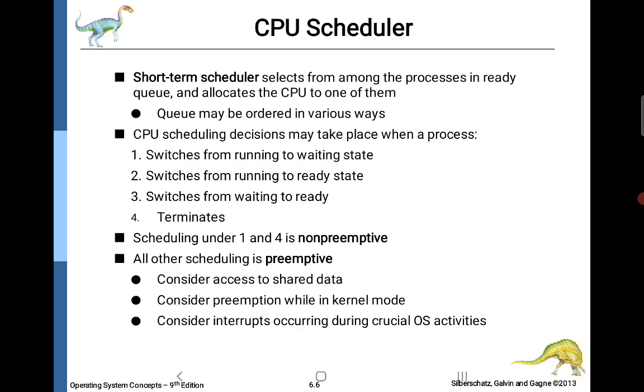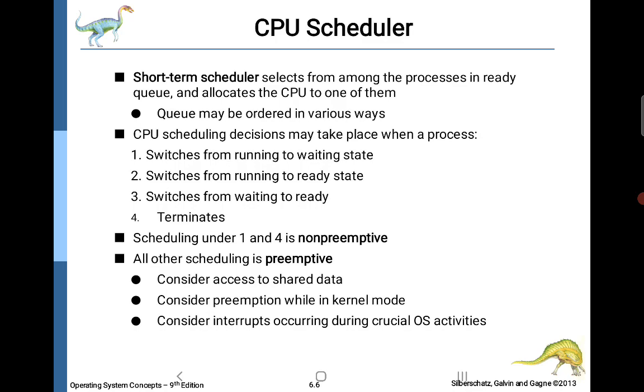Sorry, cases 1 and 4 are non-preemptive scheduling. That means the process won't be forced out of the CPU unless it does not need it, it's waiting, or it has finished execution. Two and three are different cases because the process can be switched from running to ready. It's running, it still needs the CPU, like it can be forced out of the CPU.